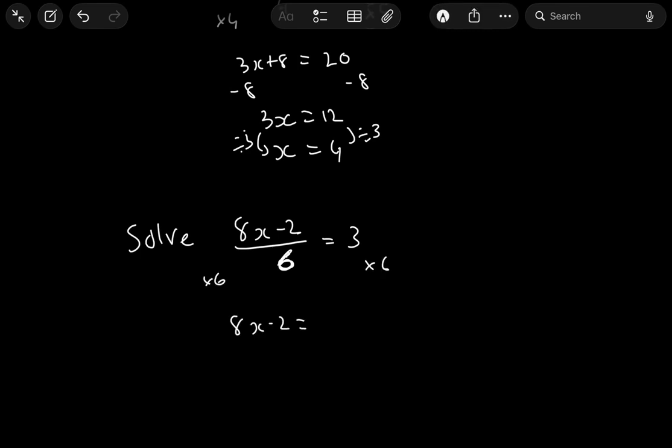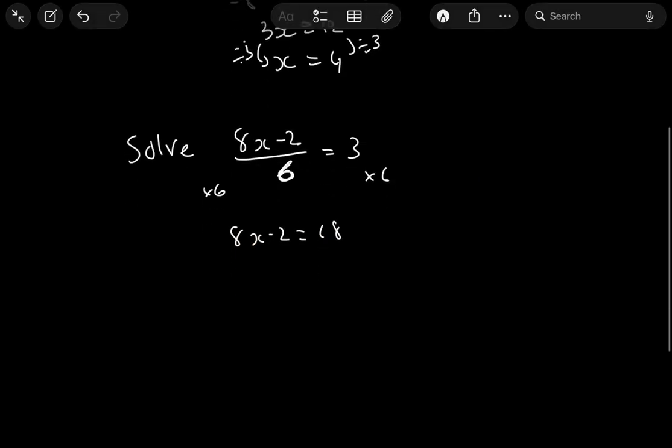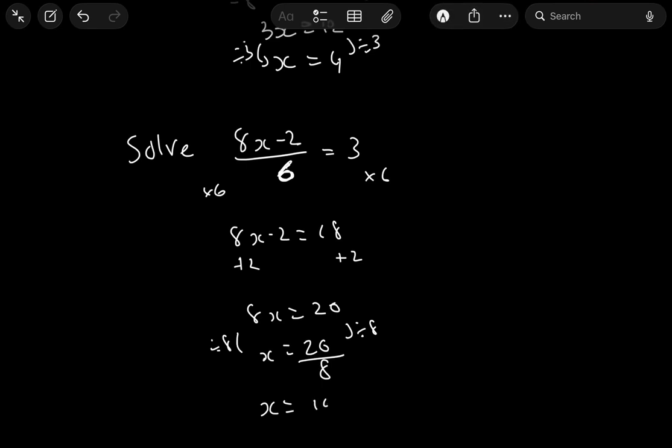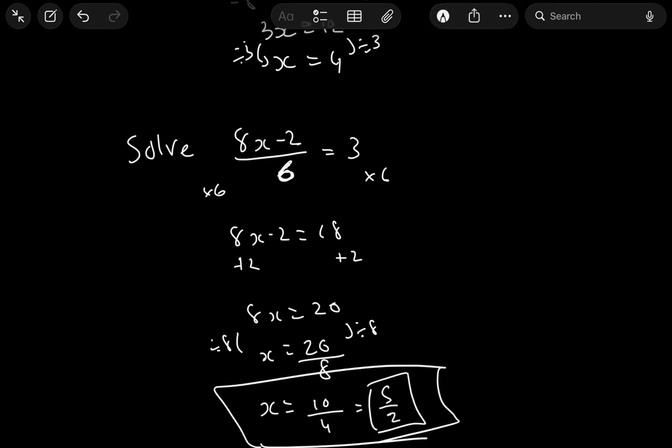8x minus 2 is equal to 3 times 6, which is 6, 12, 18. Then we plus 2 to both sides. 8x is equal to 20. x is equal to, remember to divide by 8, 20 over 8, which can simplify to 10 over 4, which you can go to 5 over 2. They're both right.